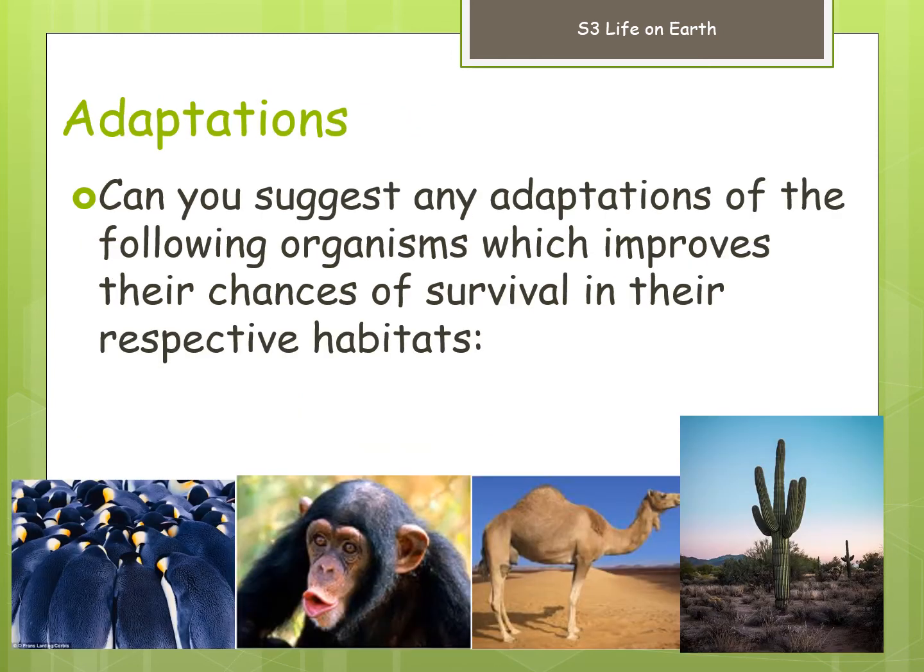So we'll look at adaptations in some existing organisms: emperor penguin, chimpanzee, camel, and cactus. You may be aware of some of the adaptations that these organisms have that make them more suitable for survival in their respective habitats. So I'll go through those on an individual basis.